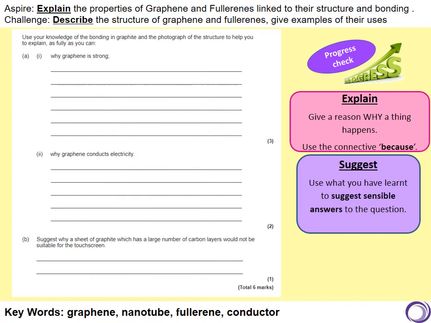We'd then like you to suggest, and that means put a sensible idea, but doesn't have to be necessarily right or wrong or something that you know, it's just using your general knowledge and common sense and a bit of science. Suggest why a sheet of graphite, which has a large number of carbon layers, would not be suitable for a touch screen. I'm going to give you 5 minutes to do this question.